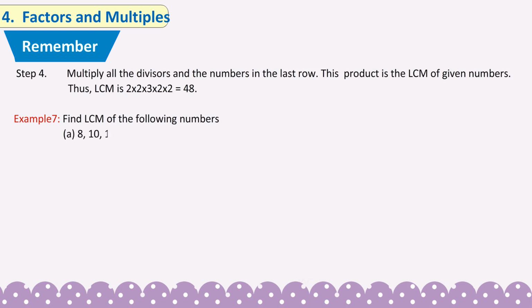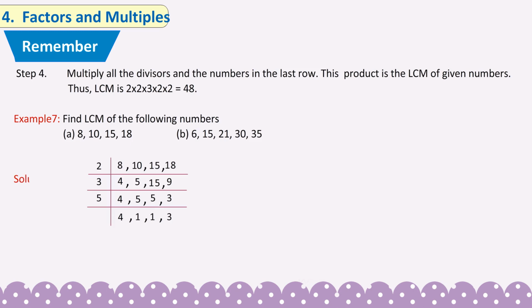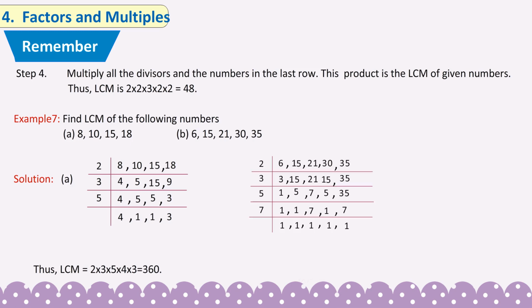A. 8, 10, 15, 18. B. 6, 15, 21, 30, 35. Solution. A. Thus, LCM is equal to 2 multiplied by 3 multiplied by 5 multiplied by 4 multiplied by 3, which is equal to 360. Solution B. Thus, LCM is equal to 2 multiplied by 3 multiplied by 5 multiplied by 7, which is equal to 210.